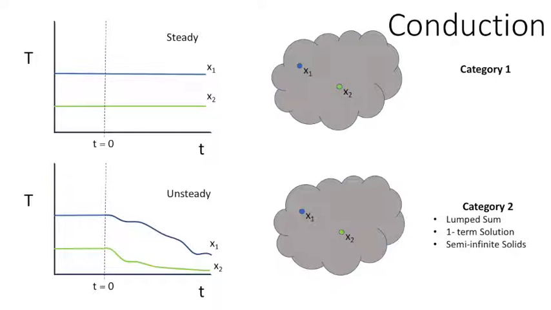Some methods that we use to calculate transient conduction include lump sum approximation, one-term solutions, or semi-infinite solids. The lump sum approximation assumes that all points within the solid follow the same time temperature distribution.